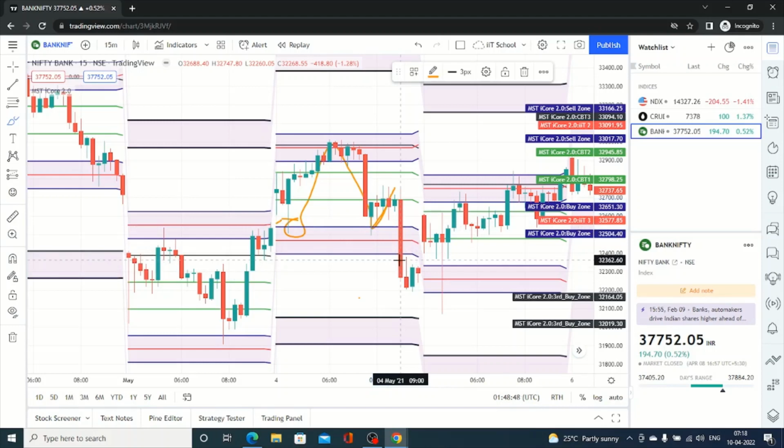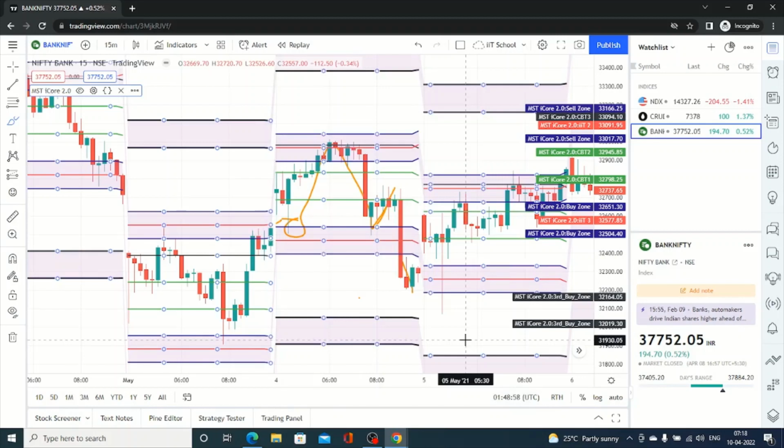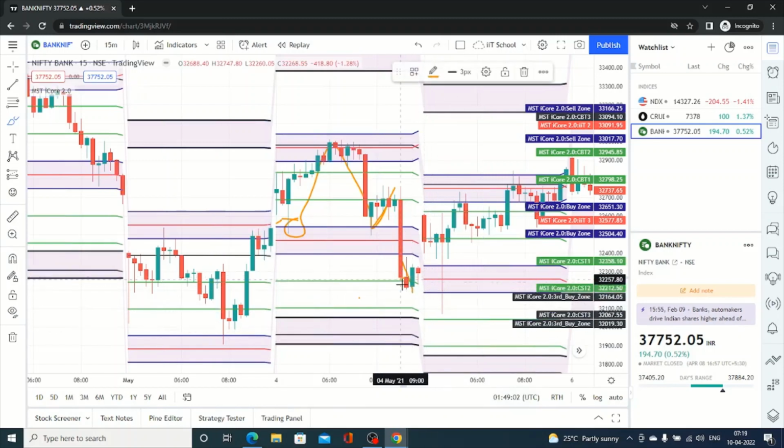Then once the low of that candle is broken, we should go for the sell entry. So that also I will enable and show you. Second sell target. See here, perfectly second sell target also hit. So whatever trade you take as per our indicator, you will never lose your capital. You must be gaining some profit.